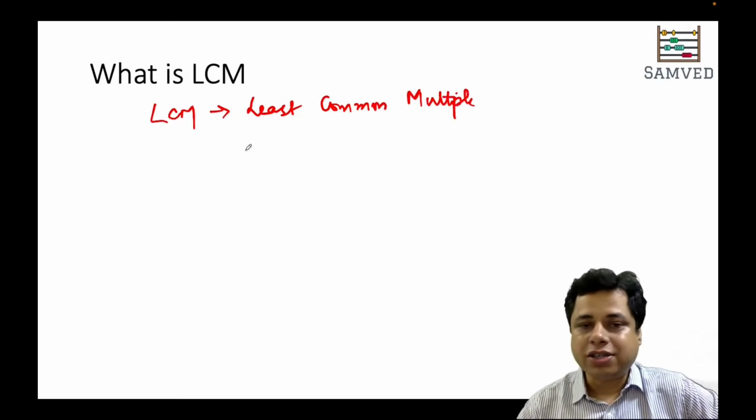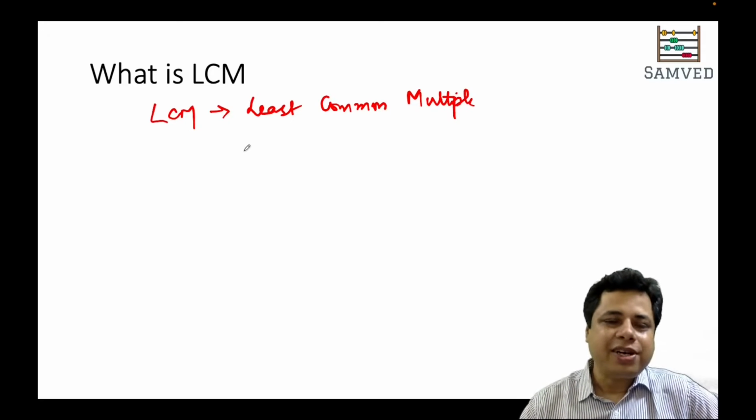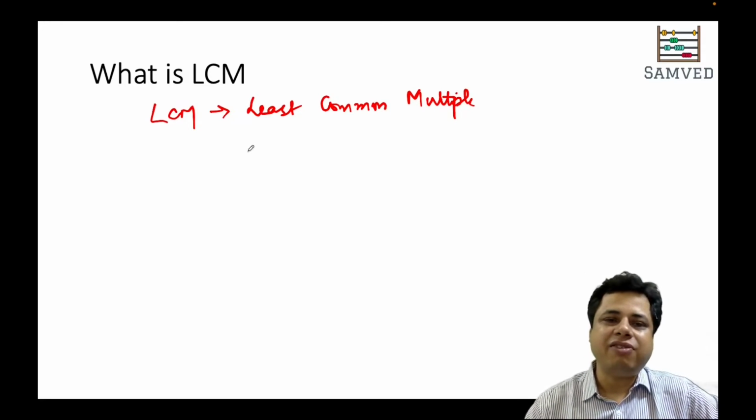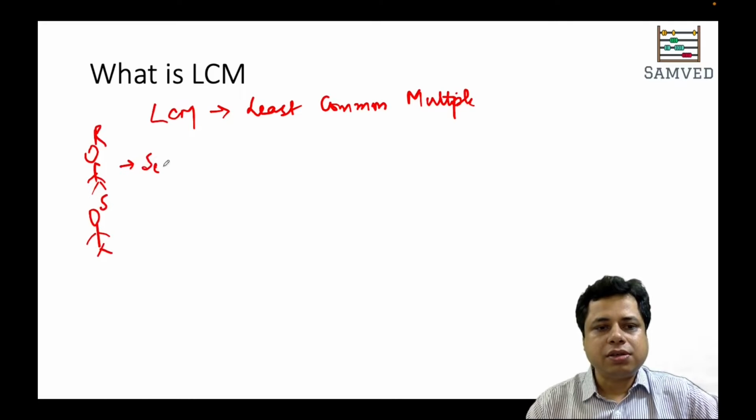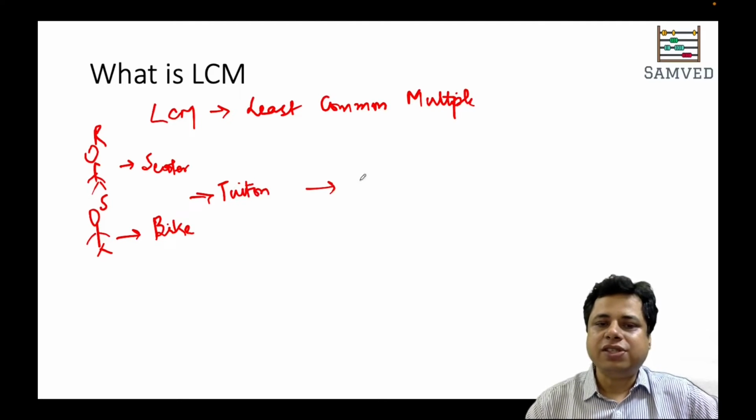Well, this is a very long term. What does least common multiple actually mean? Let us try to understand LCM using a real world example. I have two persons with me. The first person is Ram and the second person is Shyam. Ram has a scooter and Shyam has a motorcycle. They both go to tuition classes to meet their teacher, which is, let's say, Mohan.